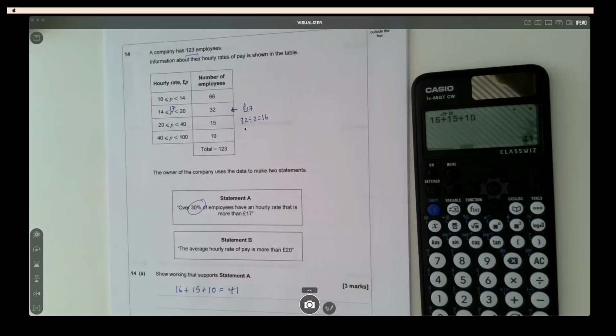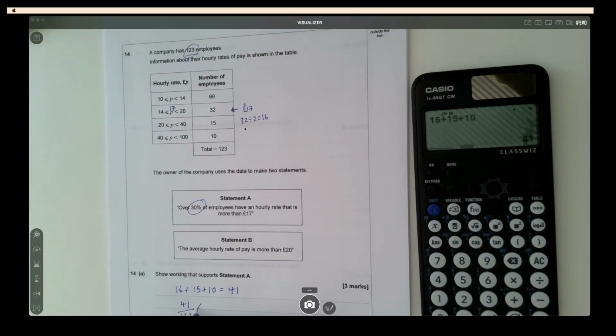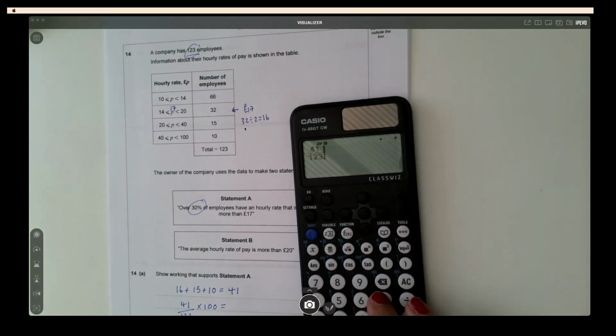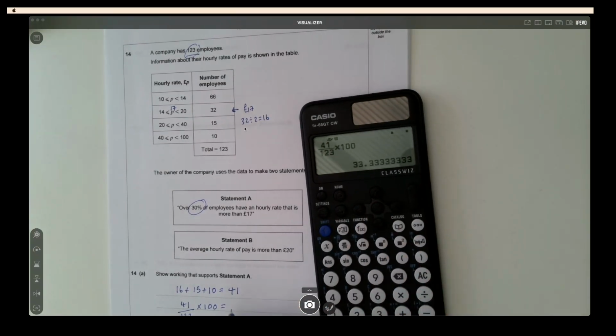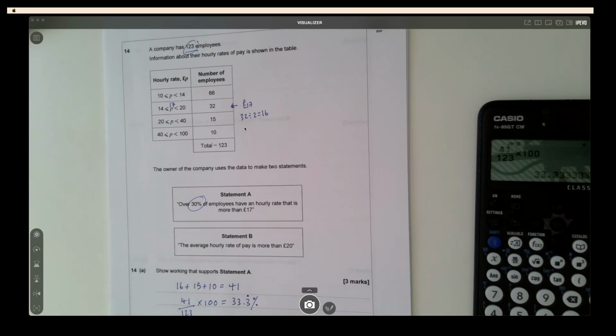Let's see how that compares to 30%. So we've got 41 out of 123 in total, and then if we multiply it by 100, that will give us our percentage. So 41 out of 123. So that's 33.3 recurring percent. So we've shown working out that supports statement A, saying that over 30% of employees have an hourly rate that's more than £17.